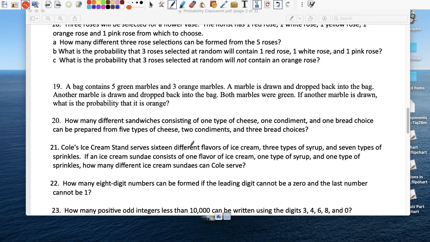There's an ice cream store. There's 16 different flavors of ice cream, 3 types of syrups, and 7 types of sprinkles. So if you bought an ice cream and you can only pick 1 from each category, how many different types of ice creams could you make? Well, from the flavors, I can pick 16. From the syrups, I can pick 3, and from the sprinkles, I pick 7. So whatever that is, 16 times 21, 336.